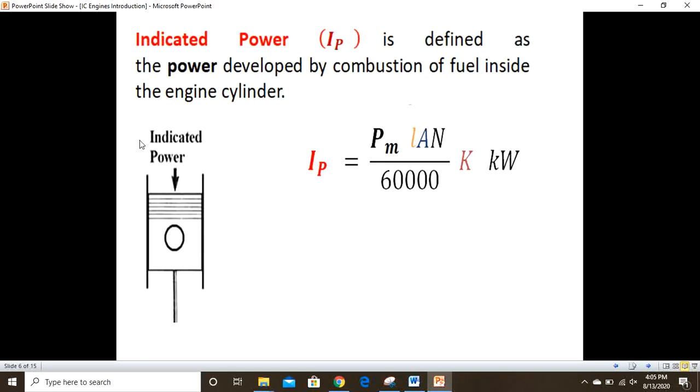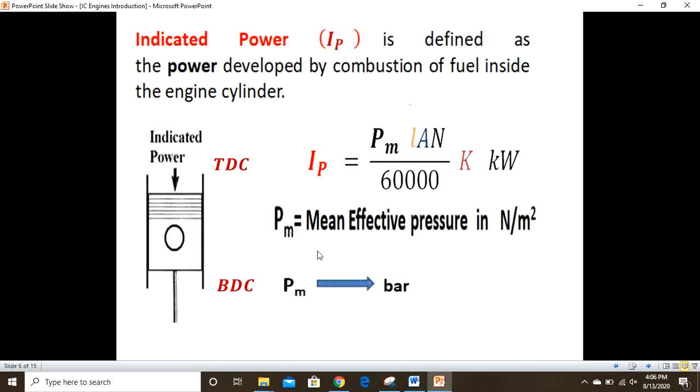Therefore, indicated power. Let me make you understand the mean effective pressure. For the piston to move from the top dead center to the bottom dead center, it definitely has to come along with some amount of pressure. That pressure will not be the same throughout. Therefore, you take the mean pressure, the mean effective pressure. Why effective? That is responsible for moving the piston from top dead center to the bottom dead center. That's why it is called the mean effective pressure. So this will be the equation.